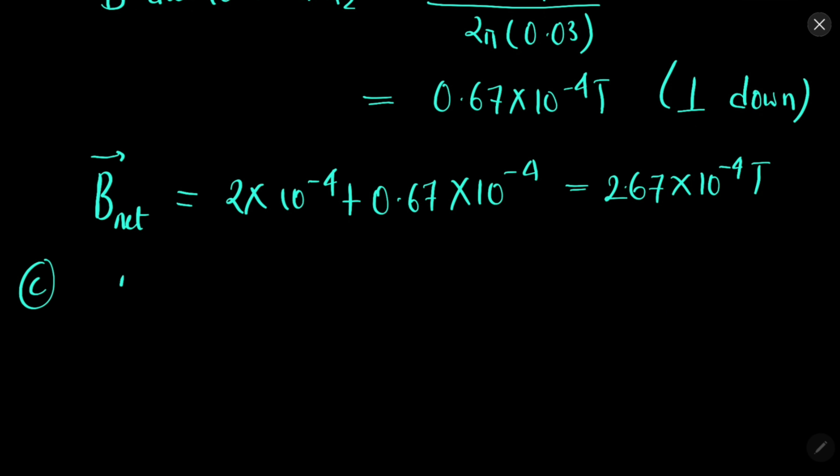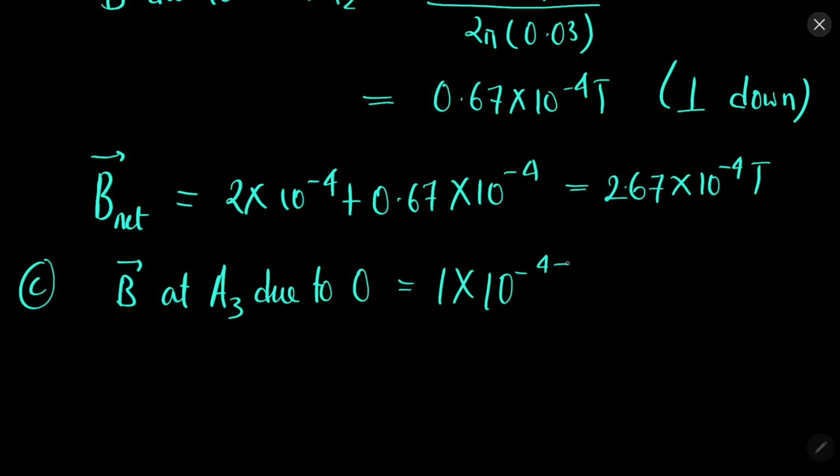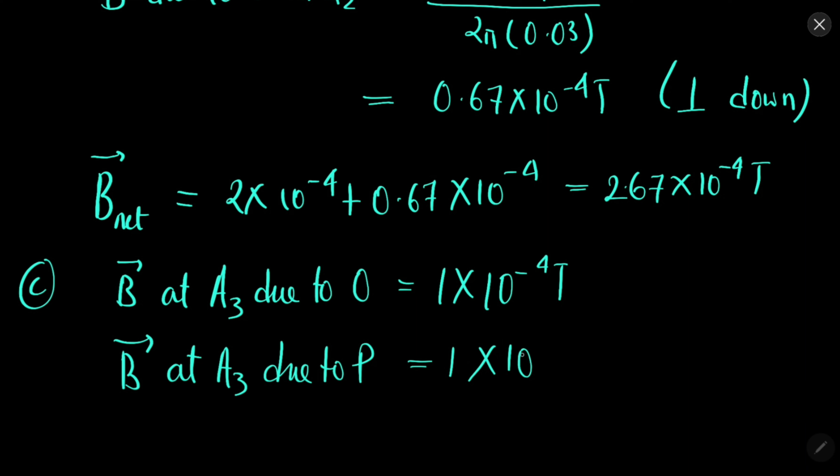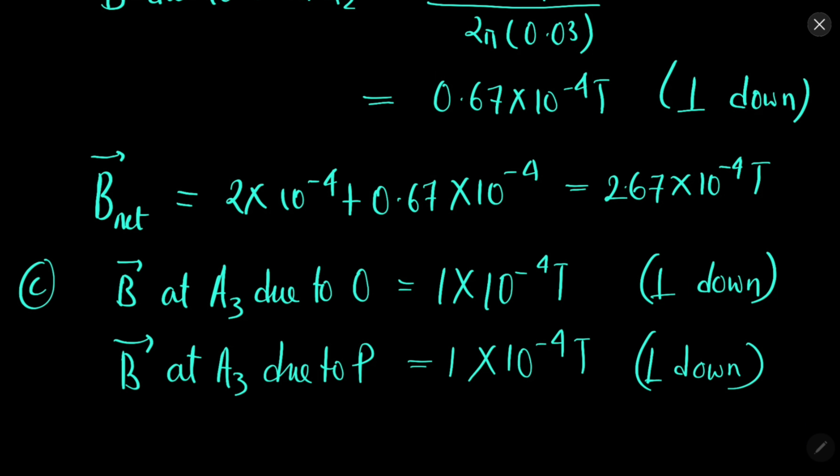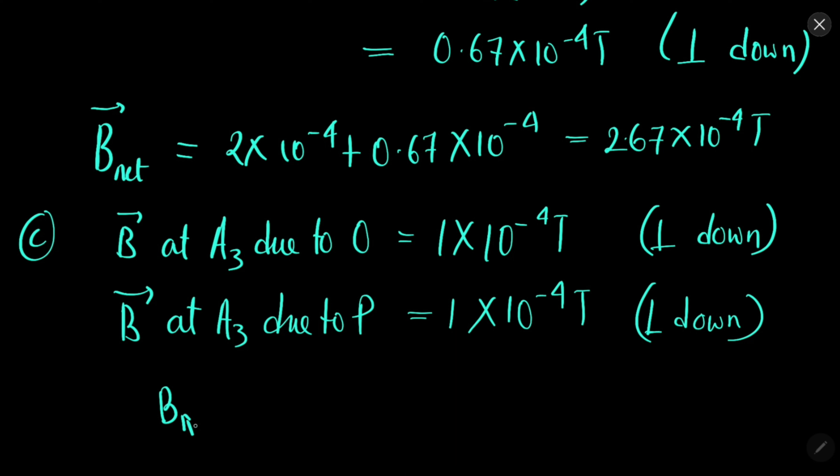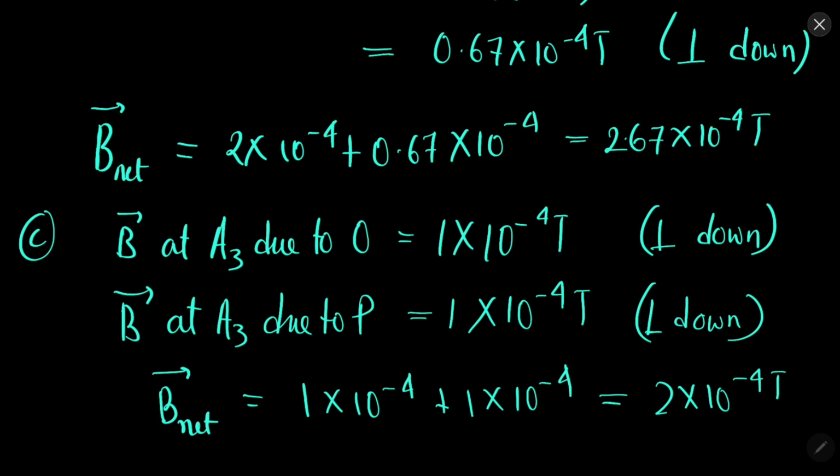C part, B at A3 due to O. So similarly you will find this, and B at A3 due to P, you will find this much value. Now this will be perpendicularly down, this will be again perpendicularly down. So they will get added up. Net magnetic field will become 1 into 10 to the power minus 4 plus 1 into 10 to the power minus 4, that is 2 into 10 to the power minus 4 Tesla downward.